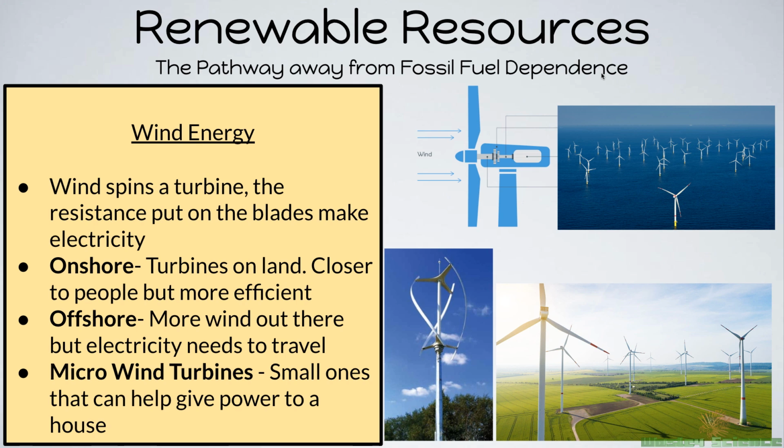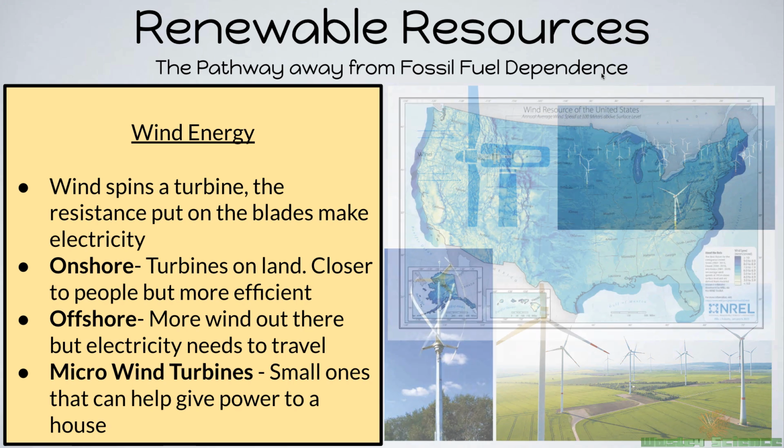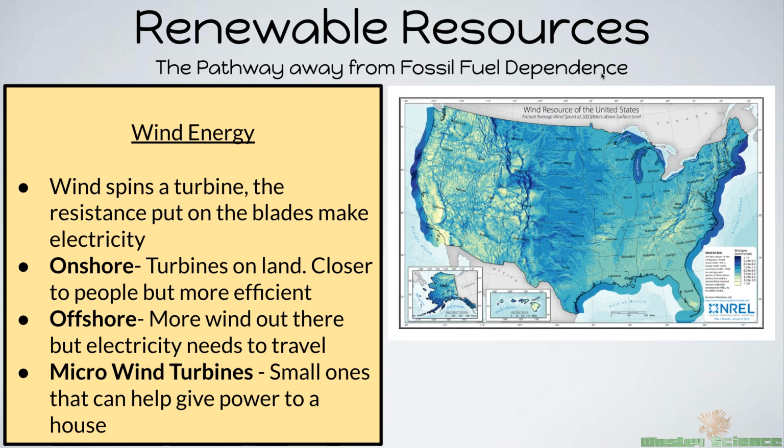There is now more micro wind turbines, which would be like your own little wind turbine on your house. Now, if we look where in the US has the most wind energy, we can see that obviously the shore is where you would get the most, but the Great Plains is where you see the most potential wind energy. Kansas, Texas, Oklahoma, those areas there have the highest wind potential.